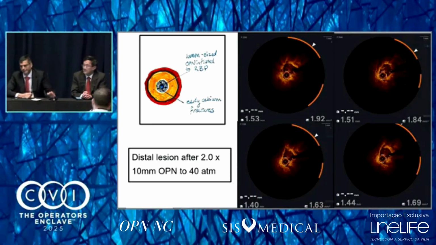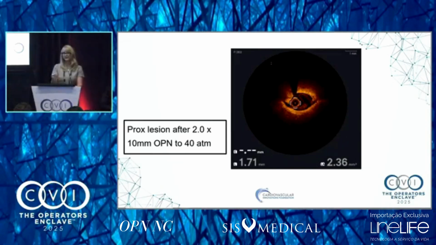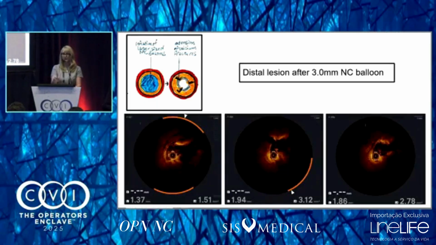Okay, and that's just an image of the proximal lesion. I wasn't really targeting that lesion as much with this technique, but you can see even so at that larger site, there's still some initial cracks that have formed after the 2.0 OPN. So then I went in with my NC balloons with the goal of further expanding those cracks and getting some more lumen gain. And you can see that it looks like I'm achieving that goal in these images.